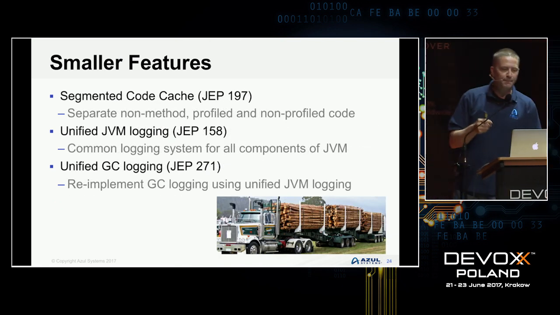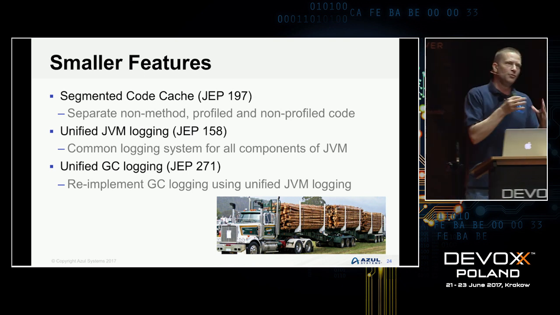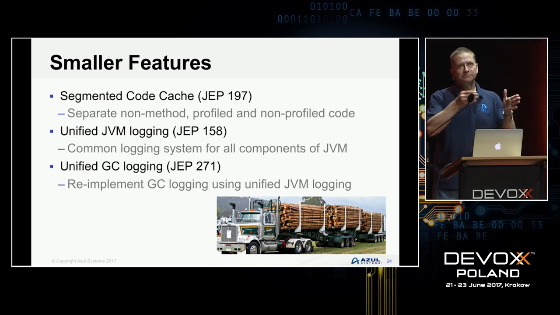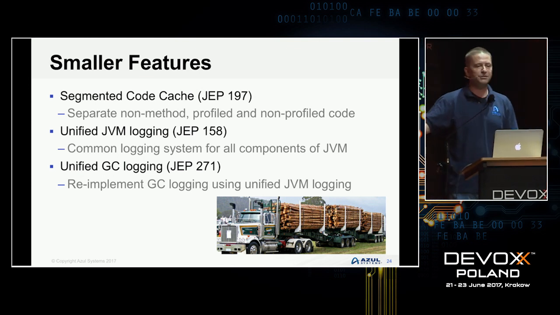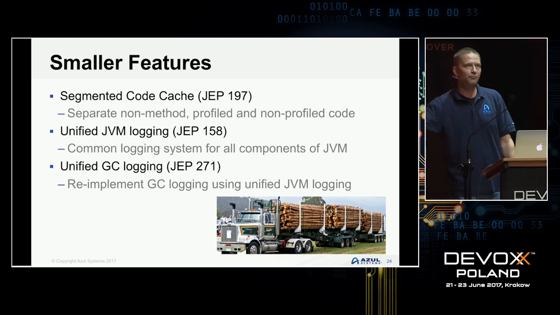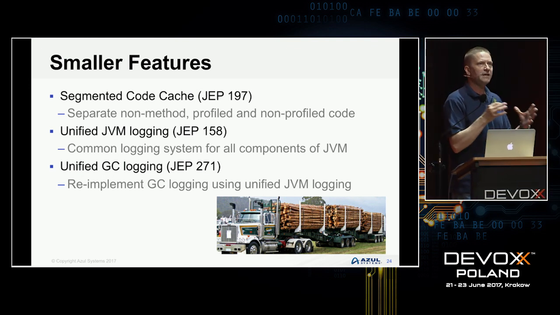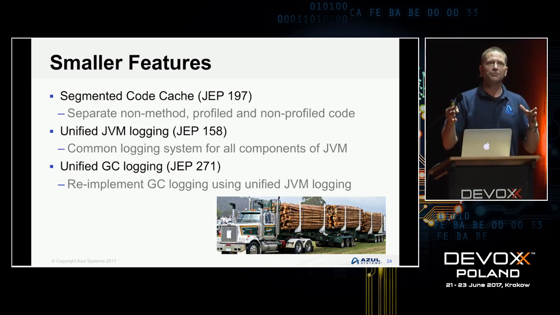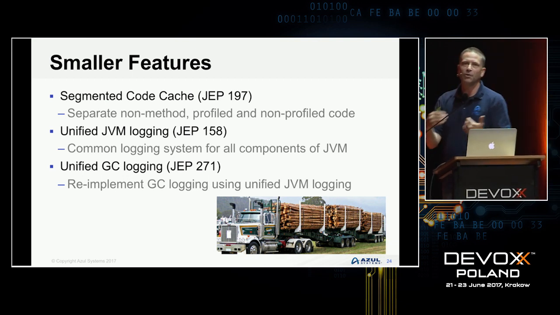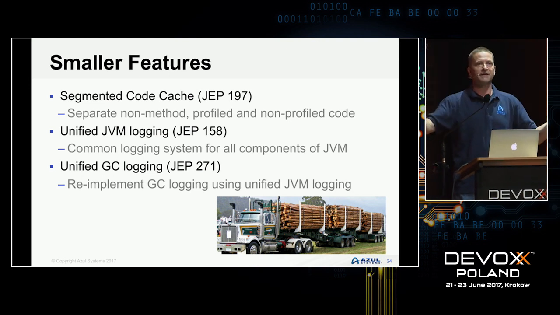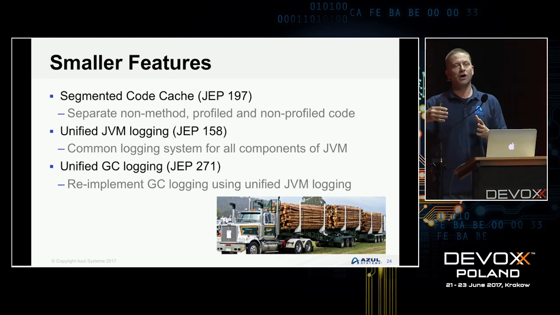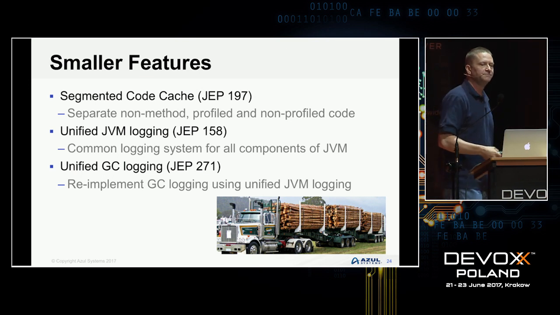So the segmented code cache. This is the idea of separating the code that's generated by the JIT compiler into a number of regions. So you've got non-method, profiled, and non-profiled code. And really that's about separating things up so that different improvements can be applied to different regions of code. Before it was all mixed up. Now by segmenting it, it makes it easier for future work to improve the efficiency of that.